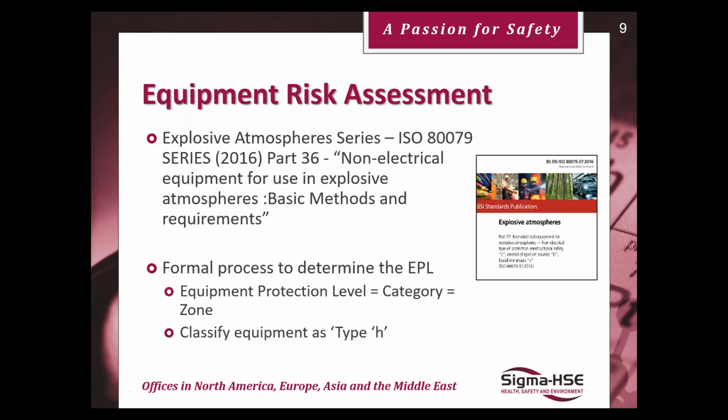So, how do you classify non-ATEX rated equipment, more specifically how to designate it as safe, and what methodologies do you use? So what is the standard? The standard for this particular risk assessment technique is 80079-36. It's a formal process used to determine the EPL, the equipment protection level, which is the same thing as a category. Categories 1, 2, and 3 correspond to the hazardous zone, the zonal classification, which again corresponds to the frequency.